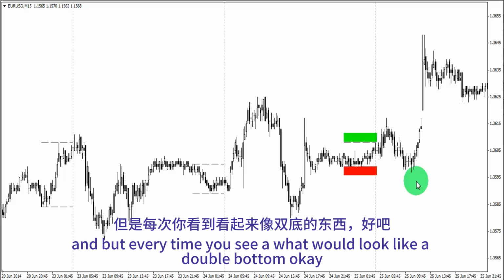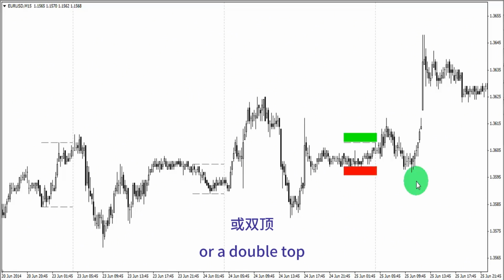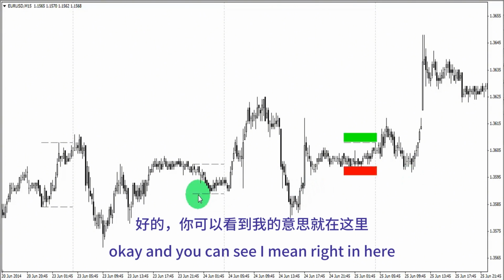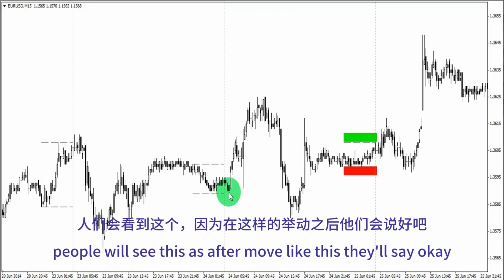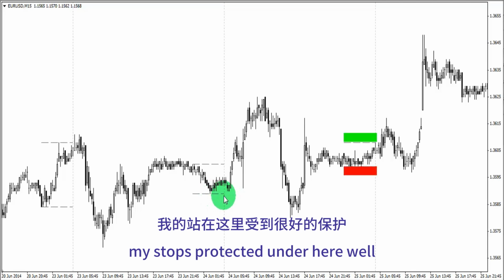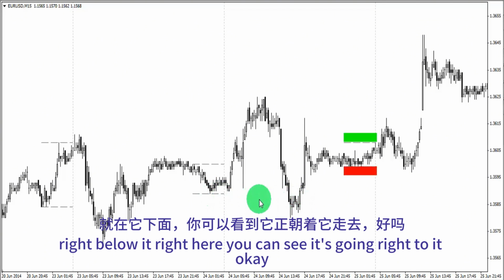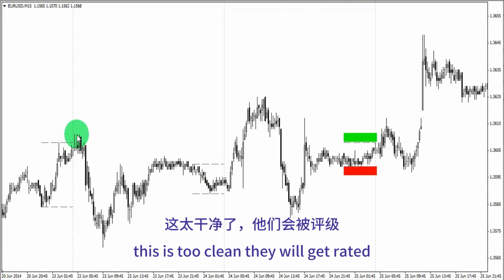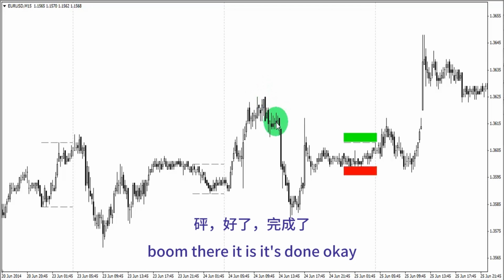Every time you see what would look like a double bottom or a double top, those things are just waiting for stops to build above it or below it. And you can see, right in here, after a move like this, people will say, well, my stop's protected under here. Well, where's it going? Right below it, right here. You can see it's going right to it. This high here. See these two candles here? This is too clean. They will get raided. Boom. There it is. It's done.